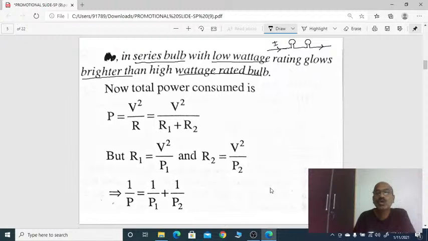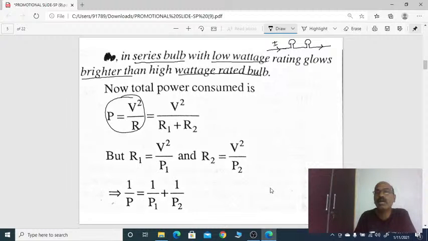Then the low wattage bulb will glow brighter than the high wattage rated bulb. When compared to the high wattage bulb, the low wattage bulb will glow brighter. Keep in mind, the reason we know is power equals V squared by R.